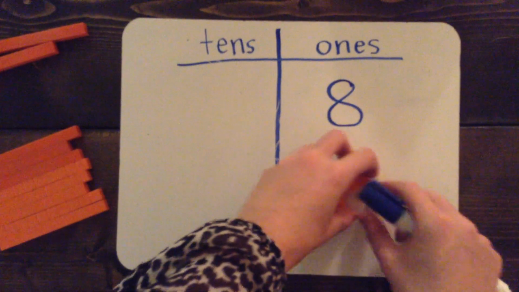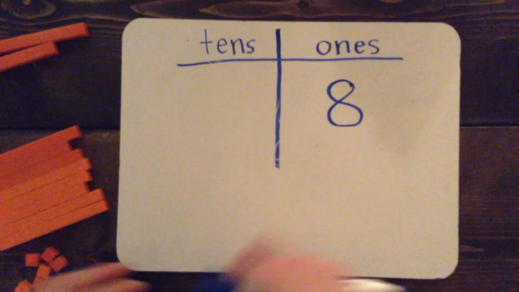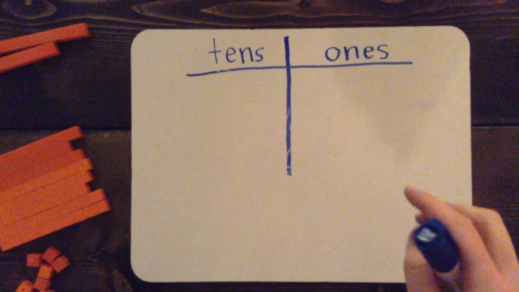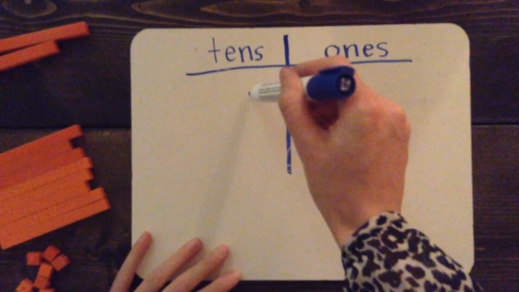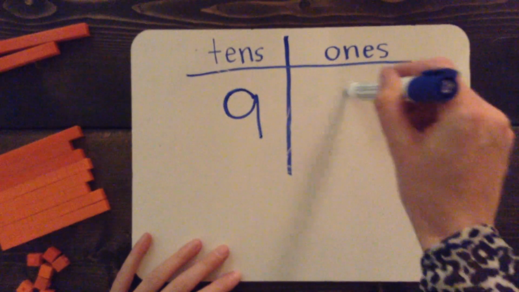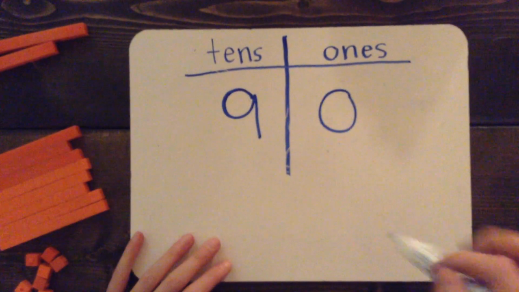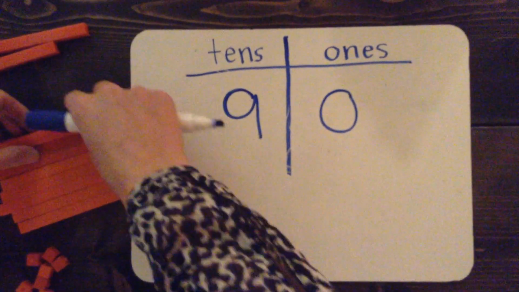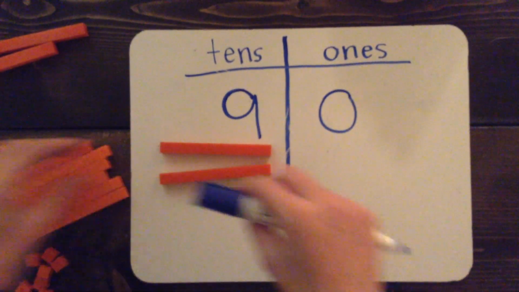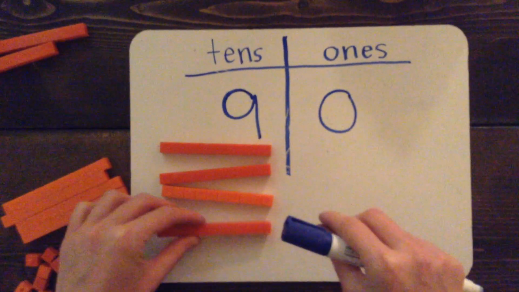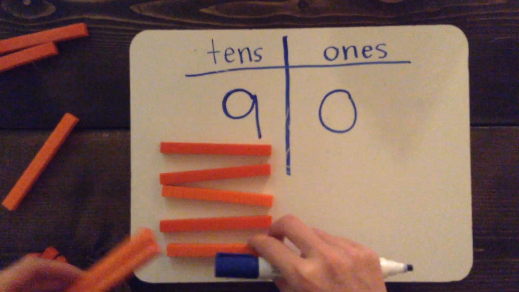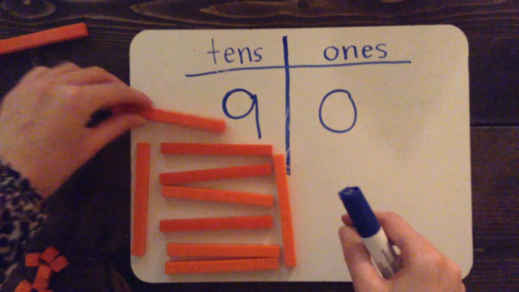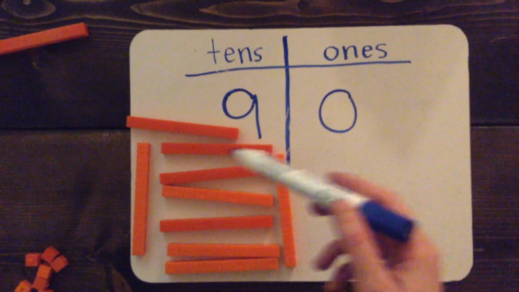Well, that rule is not true if you have tens and no ones. I'll show you. Let's represent the number 90. If I make the number 90, 9 tens and 0 ones, this 0 is very important. 10, 20, 30, 40, 50, 60, 70, 80, 90. I have my 9 groups of 10.